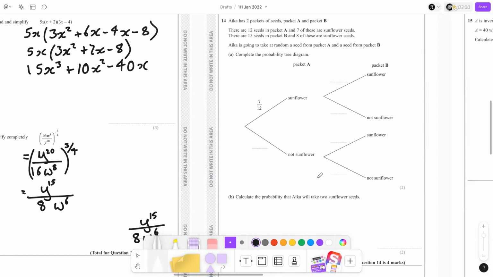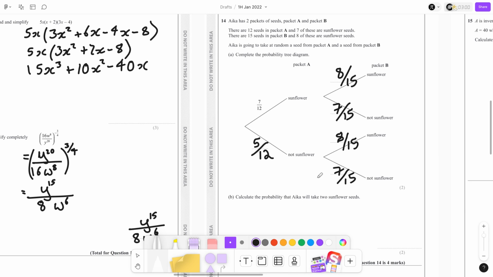Okay, bit of probability. 12 packs, 5/12 in the first pack, so not is 7/12. 15 in the next pack, 8 of which are sunflowers, that's 8 over 15, which means what's left is 7 over 15. If we go this way, it's exactly the same, 7 over 15. Very easy 2 marks for us to scoop up.